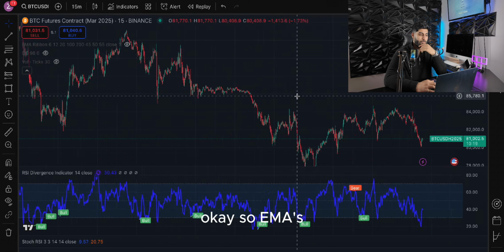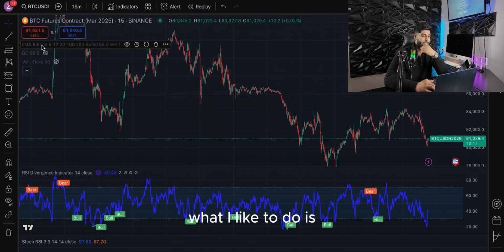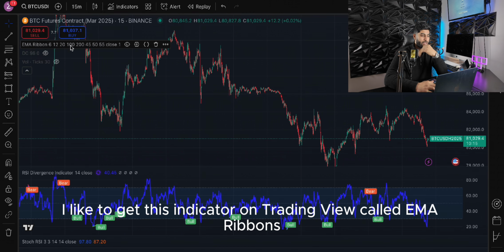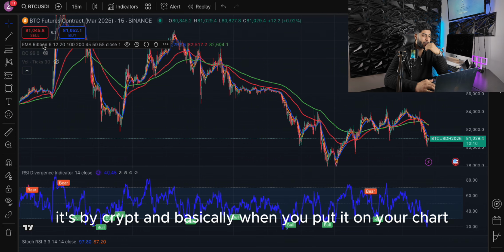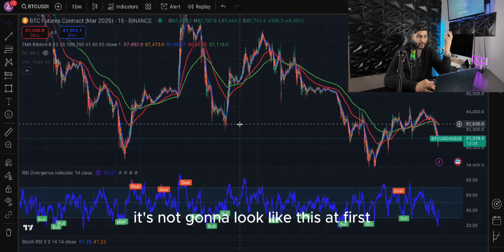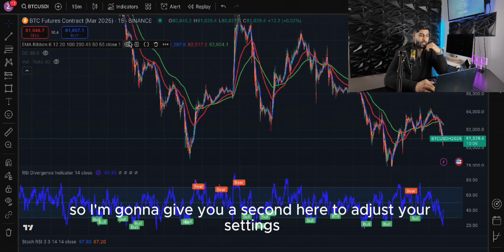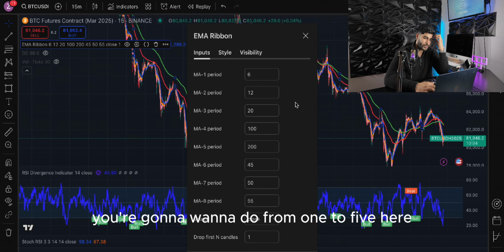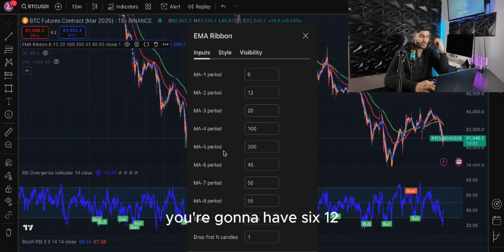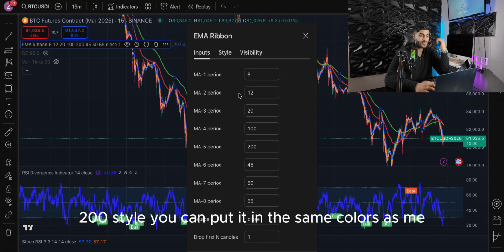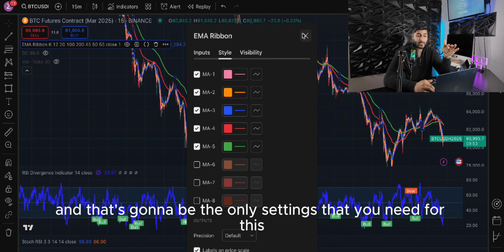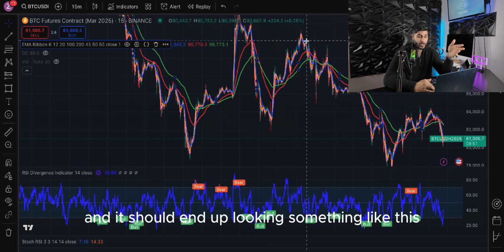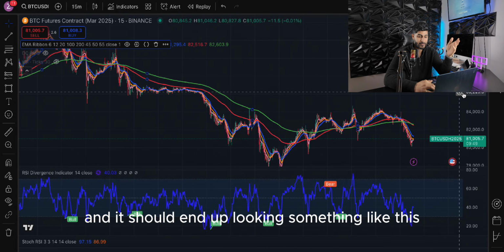Okay, so EMAs. What I like to do is get this indicator on TradingView called EMA Ribbons. It's by Crypt. And basically, when you put it on your chart, it's not going to look like this at first. So I'm going to give you a second here to adjust your settings. You're going to want to do from 1 to 5 here. You're going to have 6, 12, 20, 100, 200. Style, you can put it in the same colors as me, that way you can follow along if you want. And that's going to be the only settings that you need for this. And it should end up looking something like this.